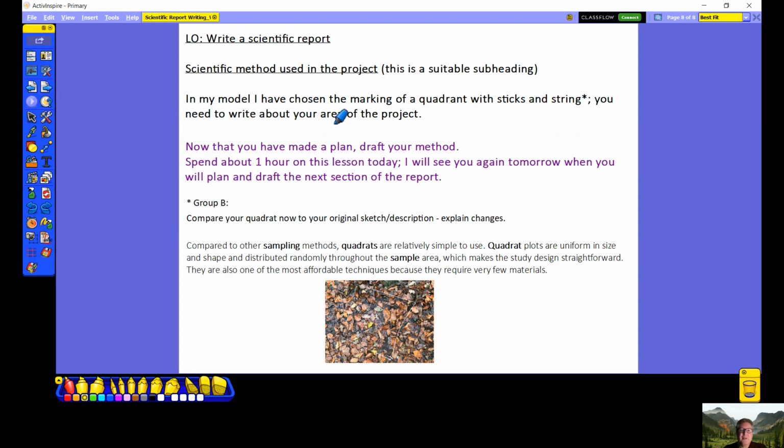So in my model, I've chosen the marking of a quadrat, and we use that with the sticks and the string, as you can see in the representation in the picture down here. But you need to write about your area of the project. So here I've got a little asterisk, just to remind us. I've chosen group B, which was about comparing and sketching, and a little bit of information that I've located through a very short amount of research about this particular method. I think that's going to be particularly useful later about why I selected it.